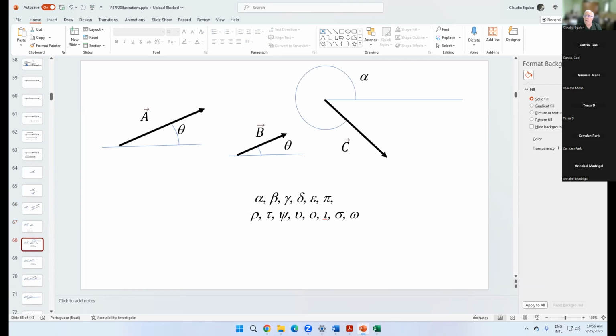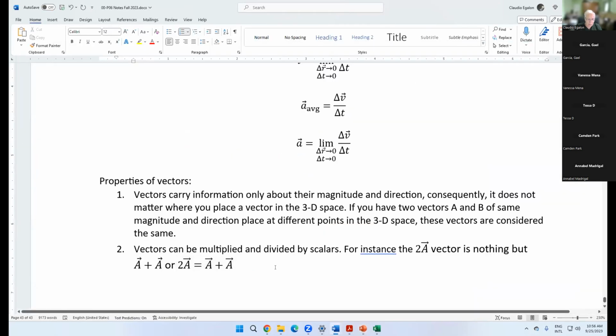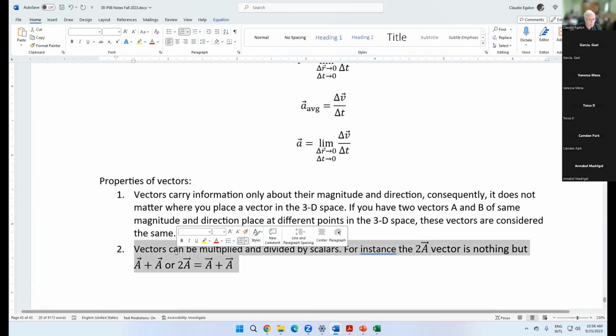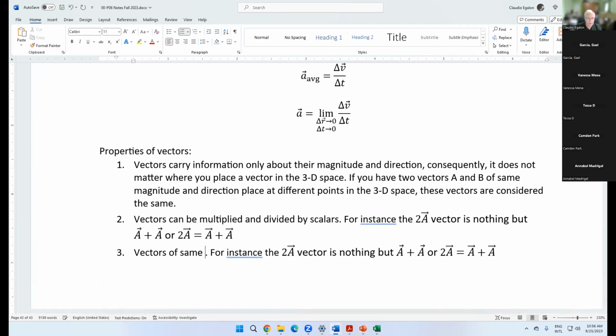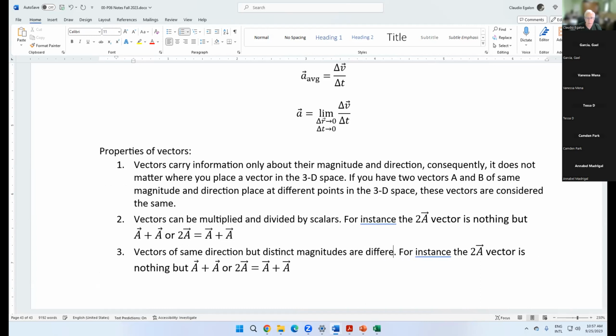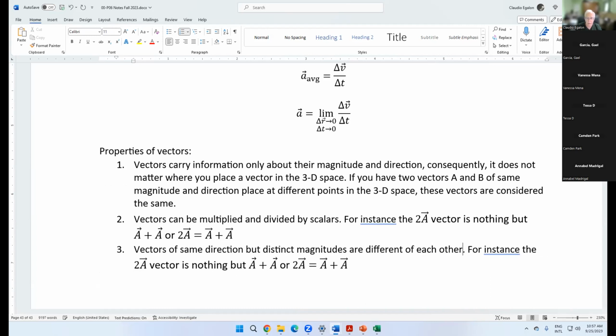Okay. Vectors, here you go. I'm going to write that down here. Vectors of same direction but distinct magnitude are different from each other. Okay.